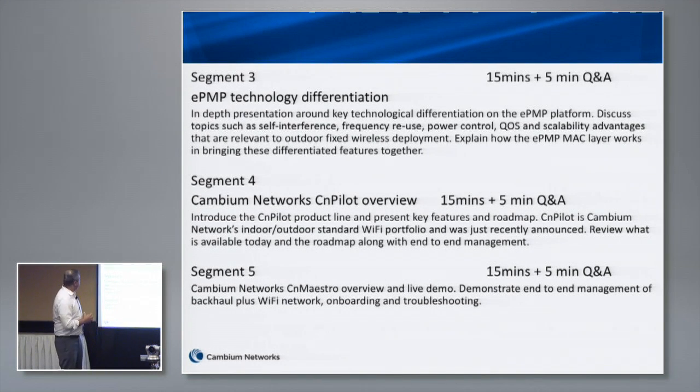Then the last three segments are what I would call the deeper dive. On the ePMP product line, we will get into the technical differentiation. What makes it unique? We're going to touch more on outdoor deployments, self-interference and how we solve it, how we scale, and how we do quality of service. So we'll get a little deeper into the ePMP product line and go through those differentiators.